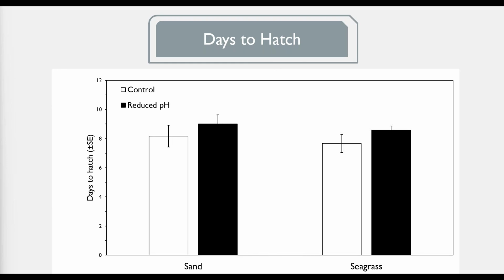This graph shows our days to hatch analysis. When the crabs entered the lab, we counted how many days until they had hatched. On the left is our sand field treatment, with control and reduced pH in black, and to the right is the seagrass. We can see that they are pretty consistent. There wasn't any significant difference between those treatments, and we're thinking this could potentially be due to the limited sample size we have in that sand field treatment.